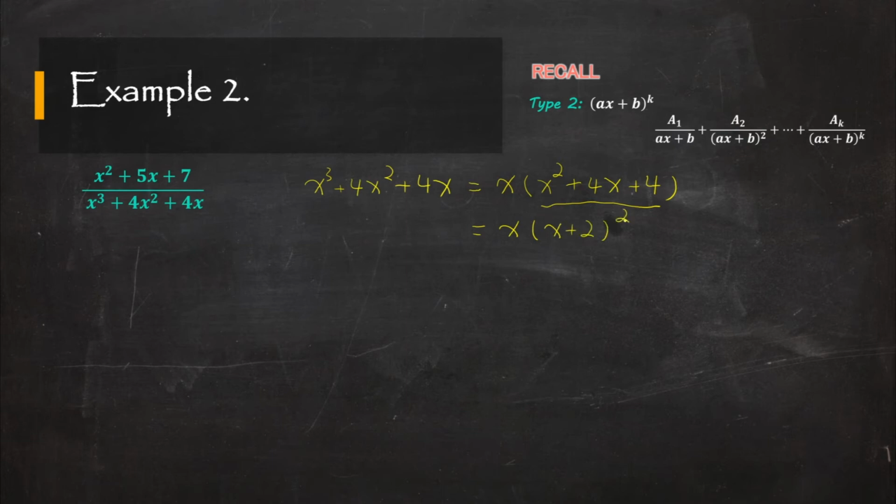So we have x times (x plus 2) squared. And this is type 2, and the first factor is type 1. Okay. So let me copy down the original fraction.